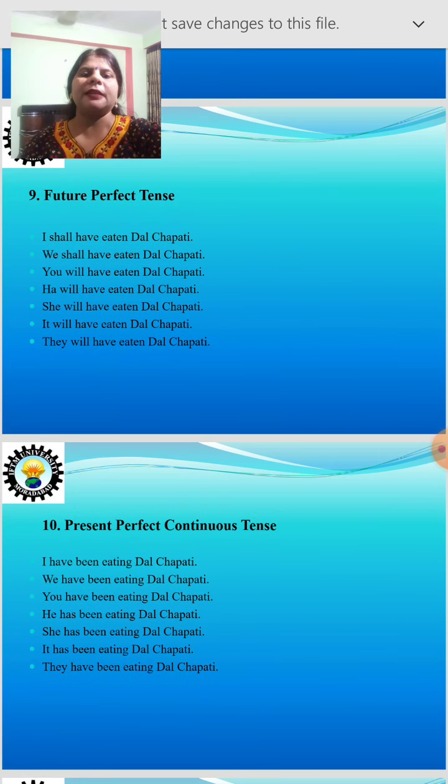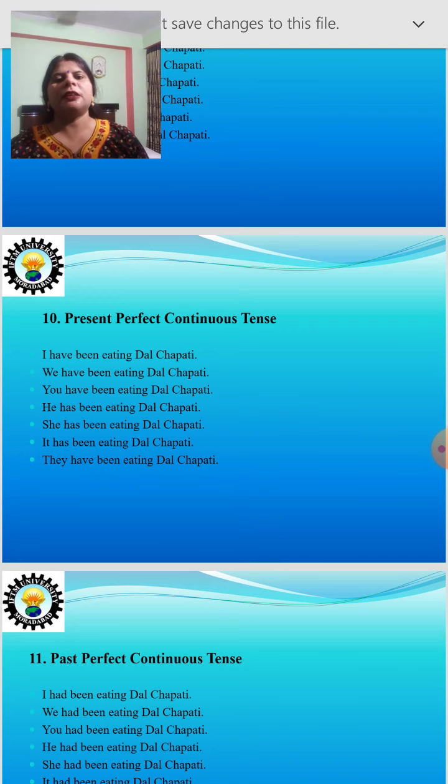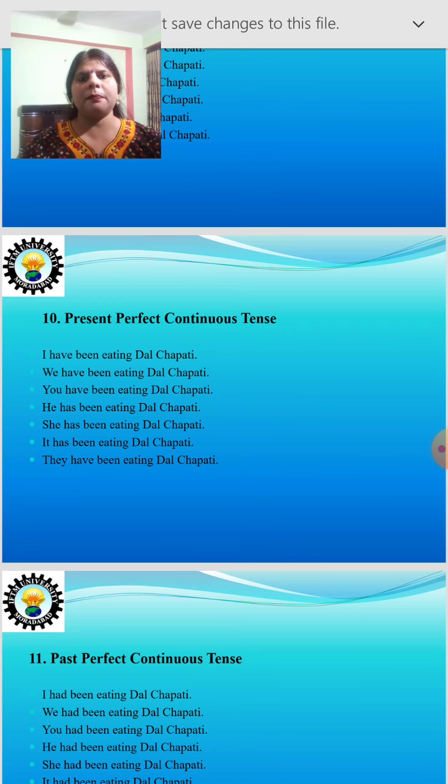In present perfect continuous tense we use have been or has been plus first form of the verb plus ing. I have been eating dal chapati. We have been eating dal chapati. They have been eating dal chapati.